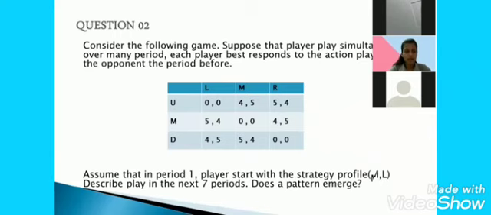Okay, we try to find the Nash equilibrium for this one. We have a 3-by-3 matrix. We consider the row as player 1 and the column as player 2. Player 1 gets up, middle, down, and player 2 gets left, middle, and right. Okay, let's move on to solving this now.